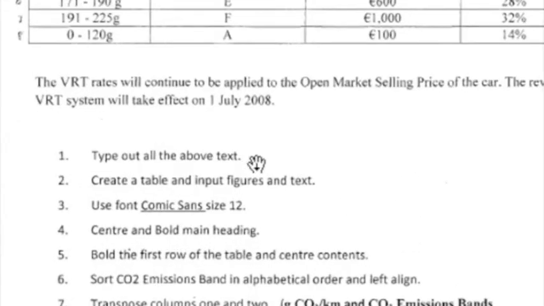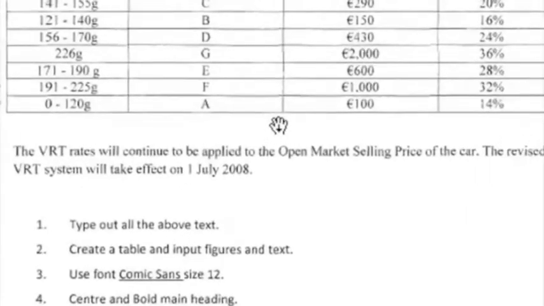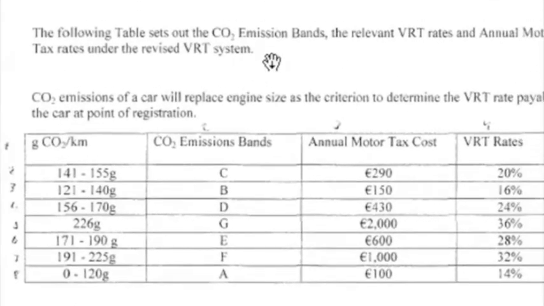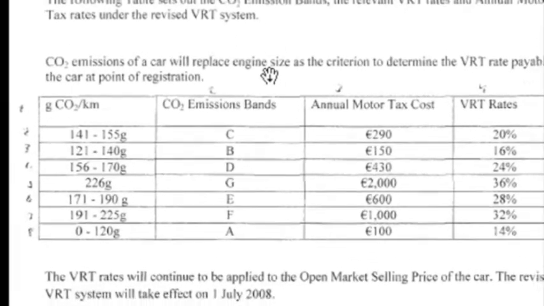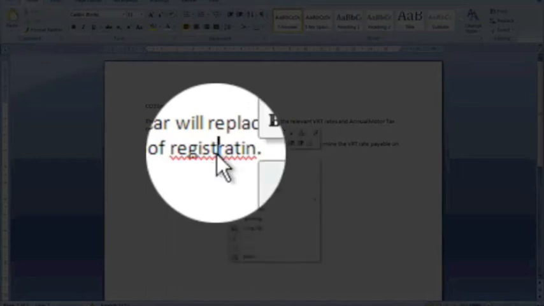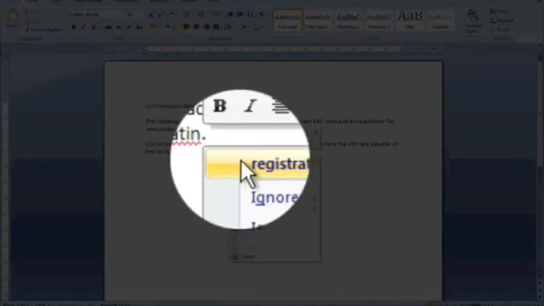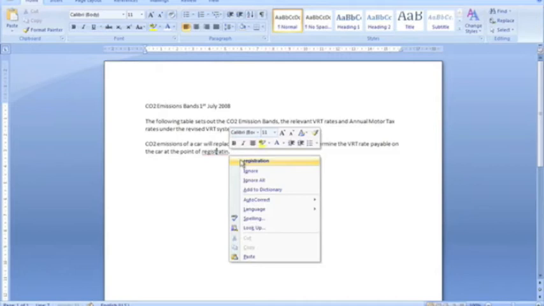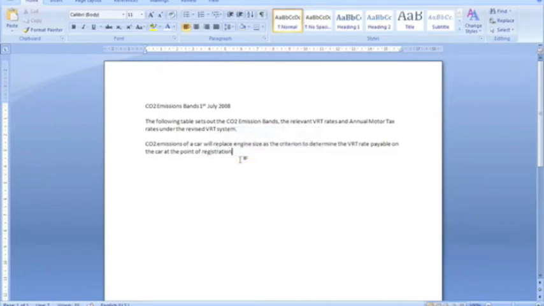So step 1 tells us to type out all the above text, so this is what's here. So I'll just return to my word processor and I'll get that done. At this point, maybe worth noting a couple of things. First is you can see how the spell checker works as you go along. You can right click on any misspelled word indicated by the red underline and just correct the spelling if you do make any typing errors.